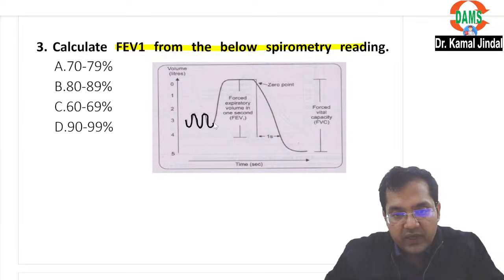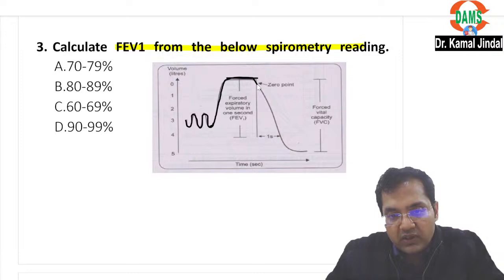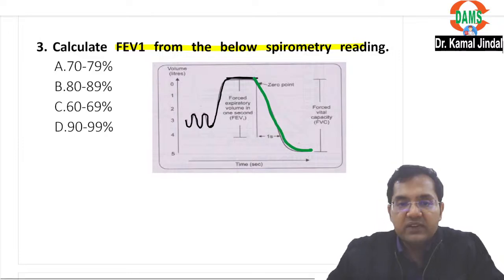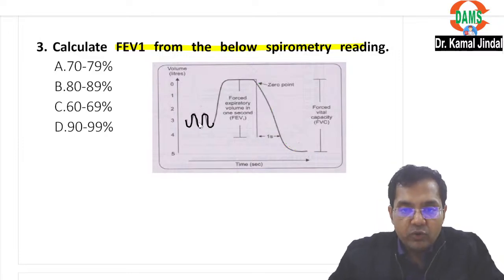Then I ask him to take a forceful inspiration, and then I ask him to do a forceful expiration. As he is exhaling the air, just look at this. Now we are timing it in 1 second intervals, right? So let's go back. What we are doing is, I want you to calculate FEV1 upon FVC. How will you do that?